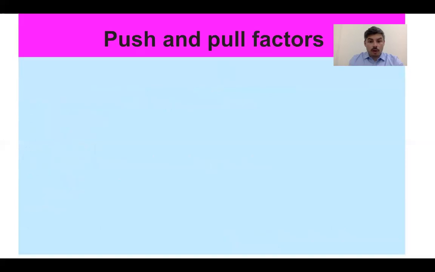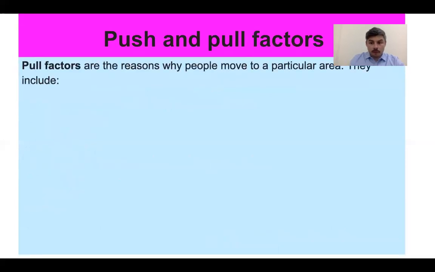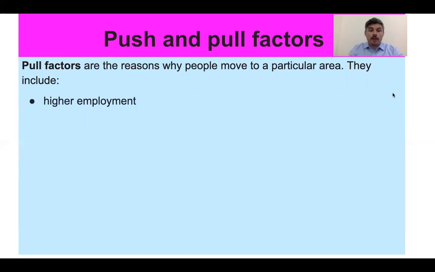Let's have a look at the pull factors. Again, move up a little. Pull factors. So, pull factors are what pull people to a particular area, what attracts people to move to a certain city or to a country. These can be higher employment. So let's take London, for example. Why do people move to London? One reason, there are lots of jobs in London.